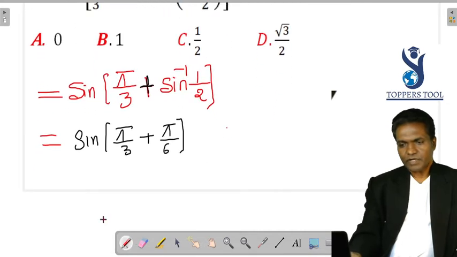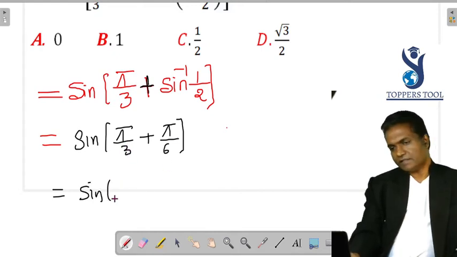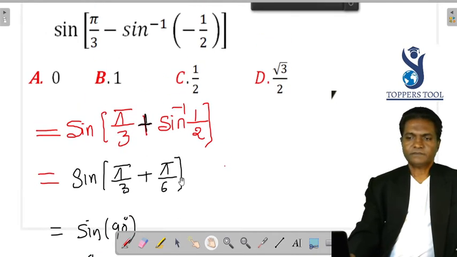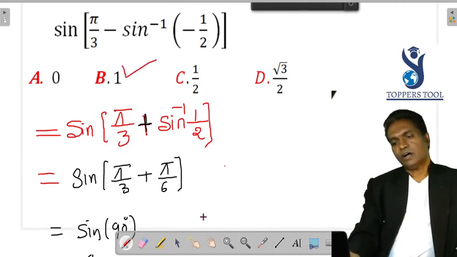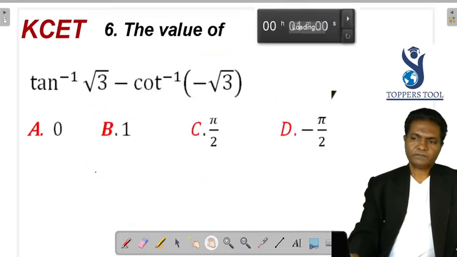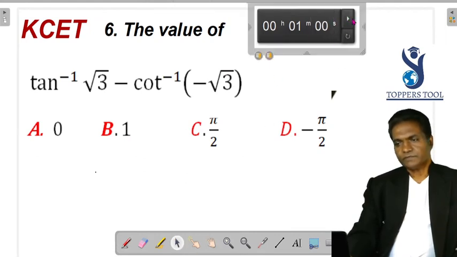So now we can write it as sine of pi by 3, which is 60 degrees, 60 plus 30 is 90 degrees. So sine 90 is 1. So check your result. Yes, it is there. So this is your correct answer. So let's have one more. Here is question number 6. So please do it. Your time starts now.